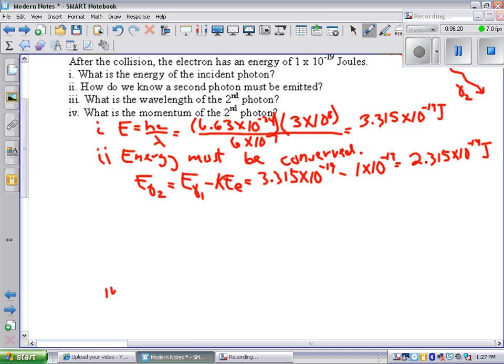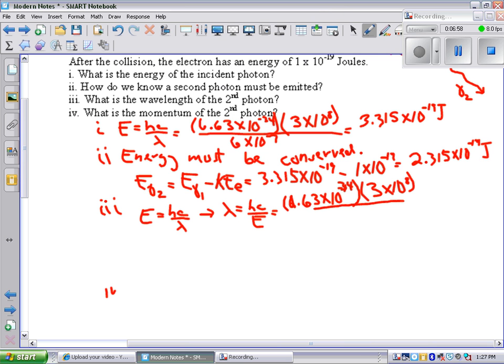Now step 3. It says, what is the wavelength of the second photon? So for the wavelength, I could use this equation, E equals hc over lambda. I'm going to rearrange it, and I will get lambda is hc over E. 6.63 times 10 to the minus 34th is h. C is 3 times 10 to the 8th divided by the energy that we just found, 2.315 times 10 to the minus 19th. And I'm going to end up with a wavelength of 8.6 times 10 to the minus 7th meters.